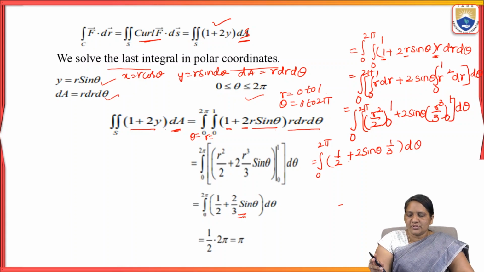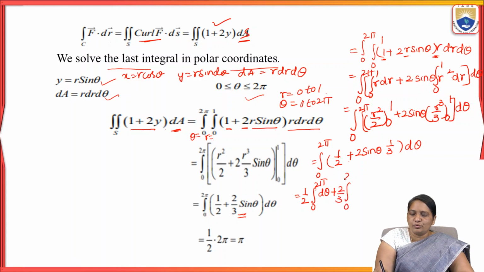Now we are going to simplify the theta limits also. So 1 by 2 is the constant, integral 0 to 2 pi d theta, plus 2 by 3 is the constant, integral 0 to 2 pi sin theta d theta. Now here 1 by 2, integral d theta is theta, limits are 0 to 2 pi, plus 2 by 3 is the constant, integral sin theta. What is the integral of sin theta? Minus cos theta, limits are 0 to 2 pi.